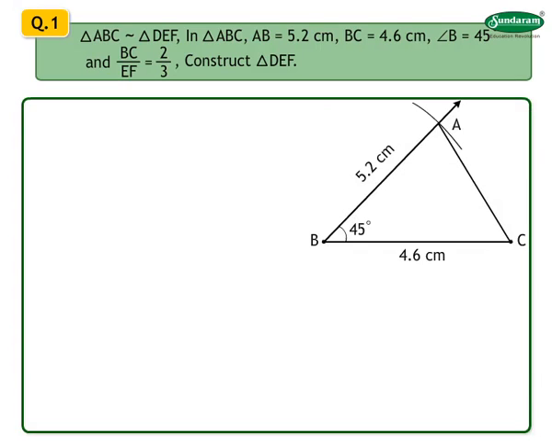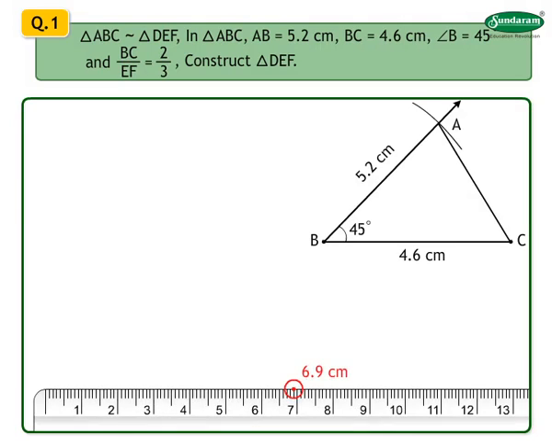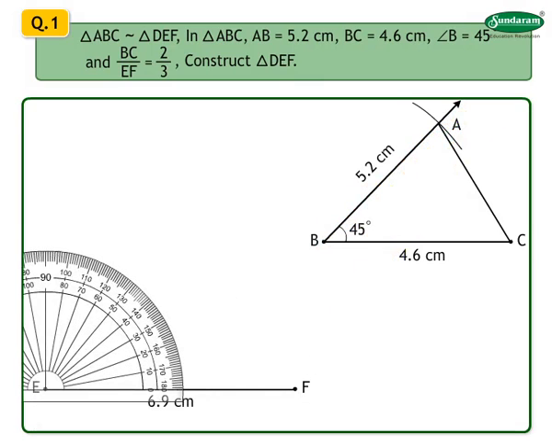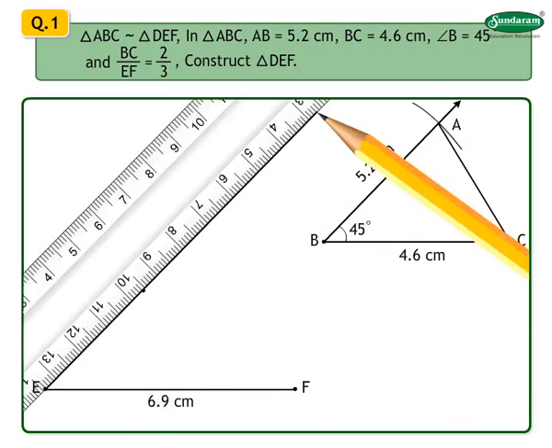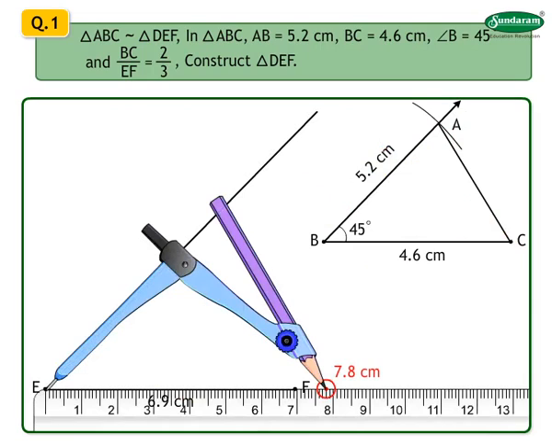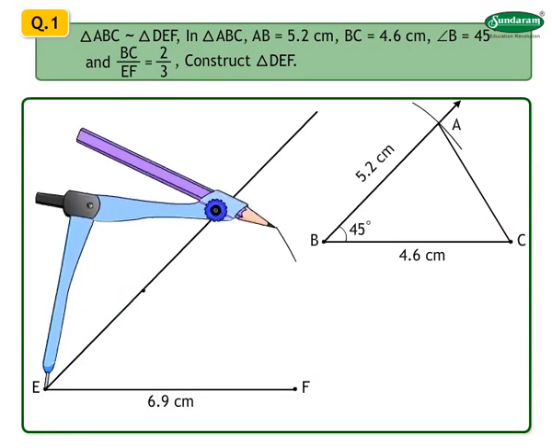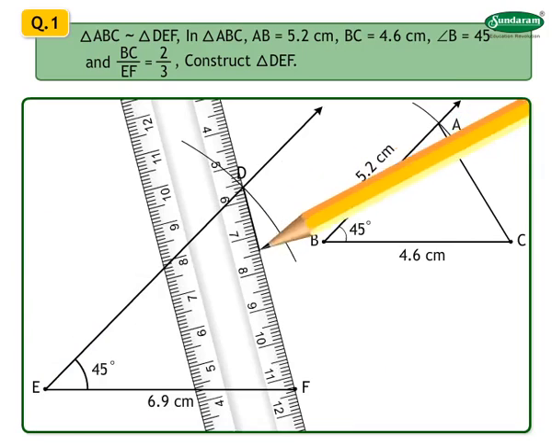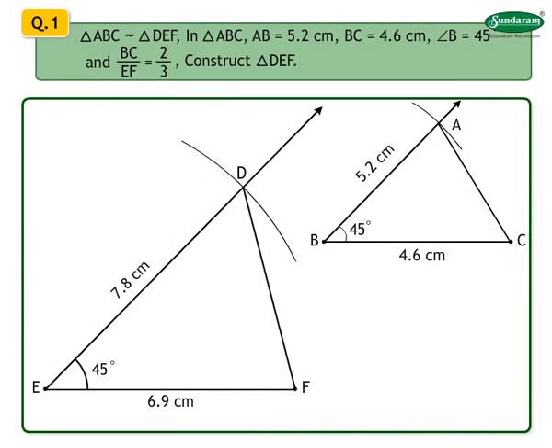Now let's look at the construction. Draw a segment EF of 6.9 centimeters. Keep the protractor on point E. Measure 45 degrees and draw angle E. Now, taking 7.8 centimeters as measure and keeping the point of compass on point E, cut an arc. Mark that point as D. Now join DF.